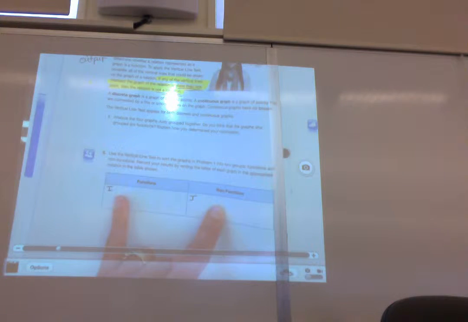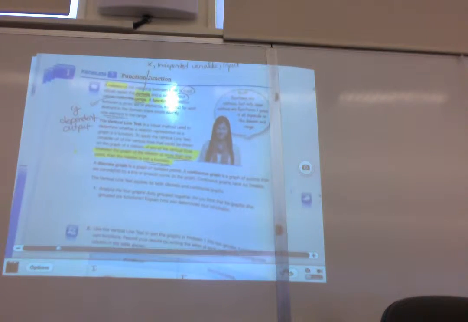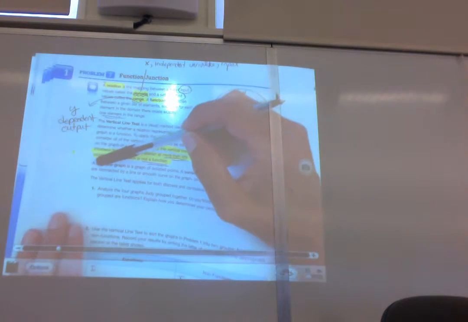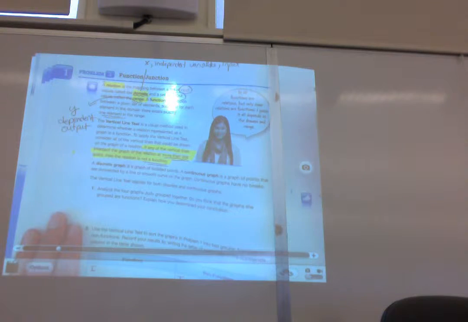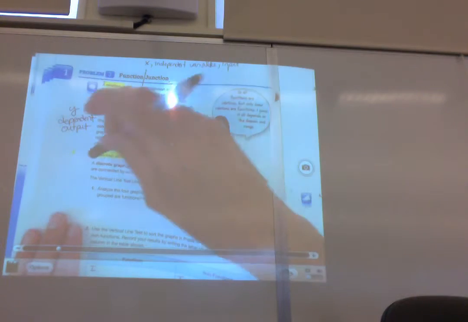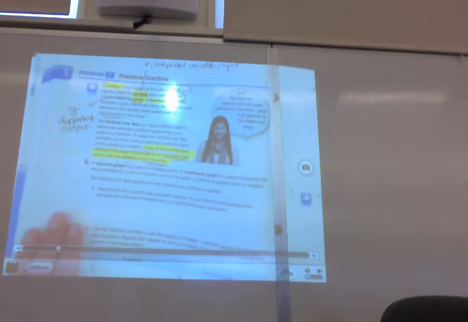You're going to do more of these in a minute, but there's one more set of terms you need to learn. One is domain and range, one is function, and one is discrete and continuous. Wyatt, could you read for us a discrete graph? A discrete graph is a graph of isolated points. A continuous graph is a graph of points that are connected by a line or smooth curve on the graph. Continuous graphs have no breaks.